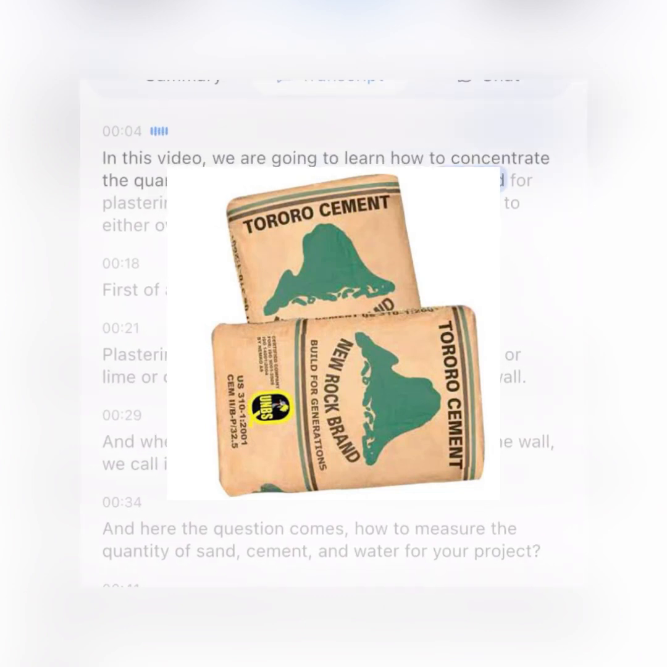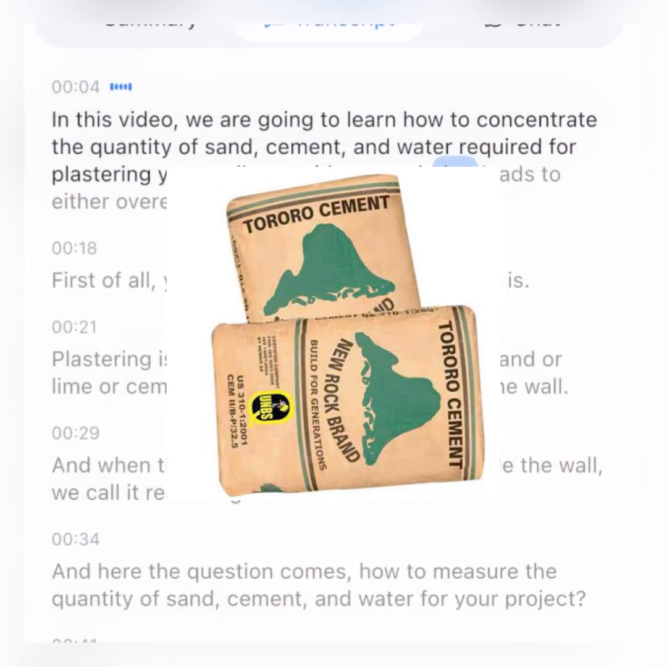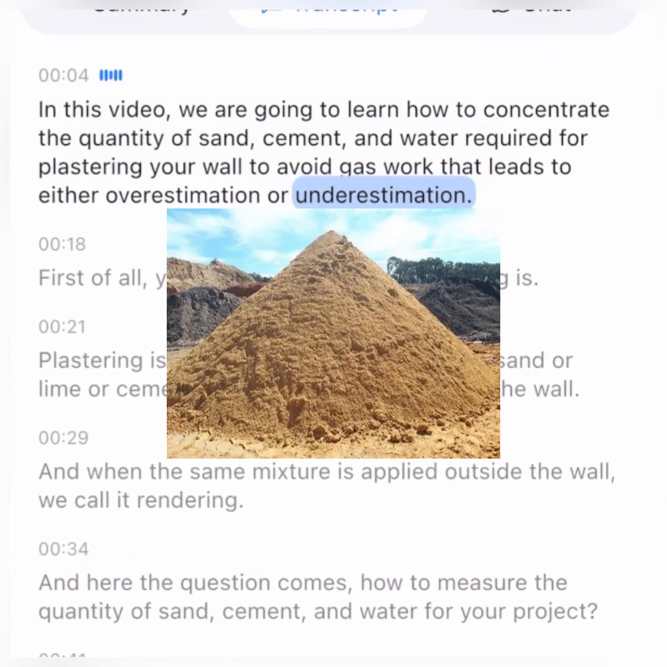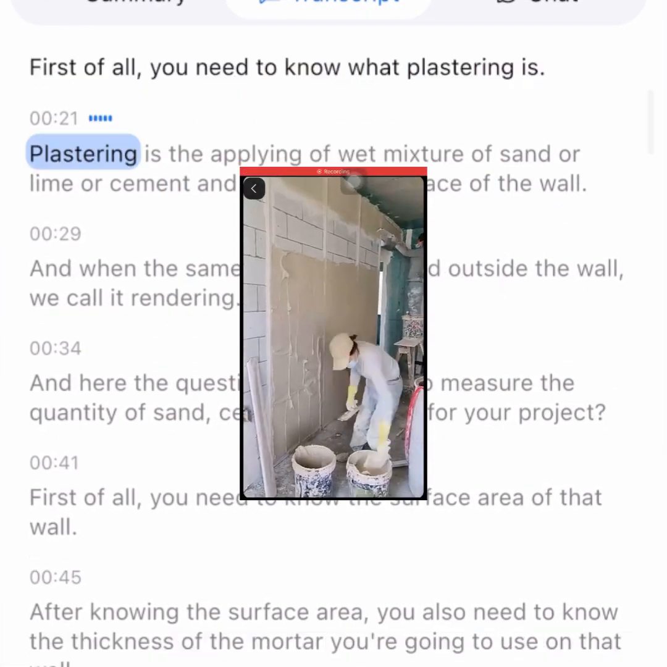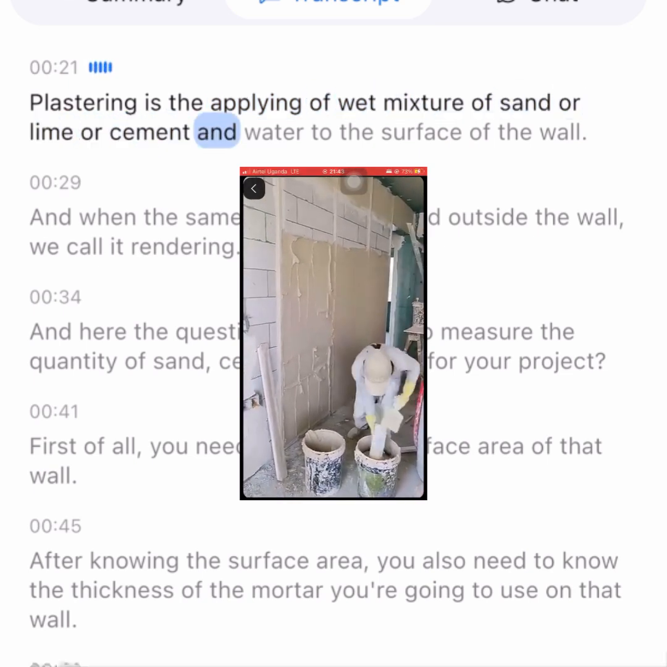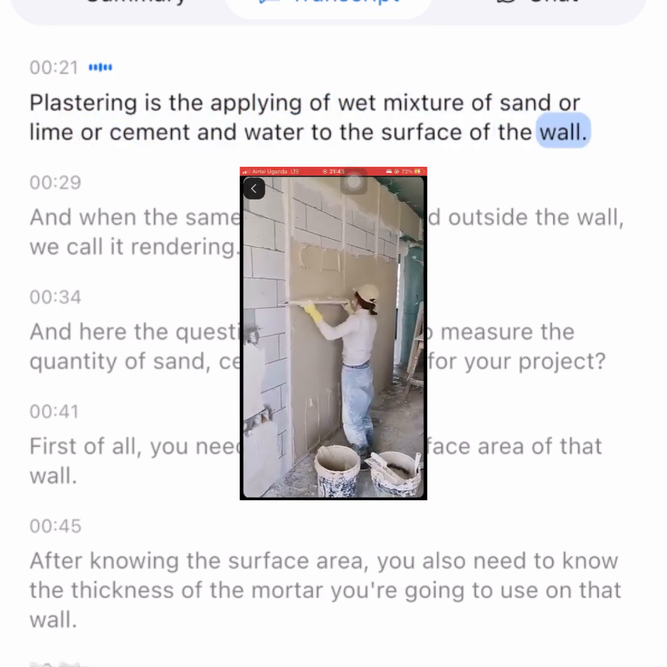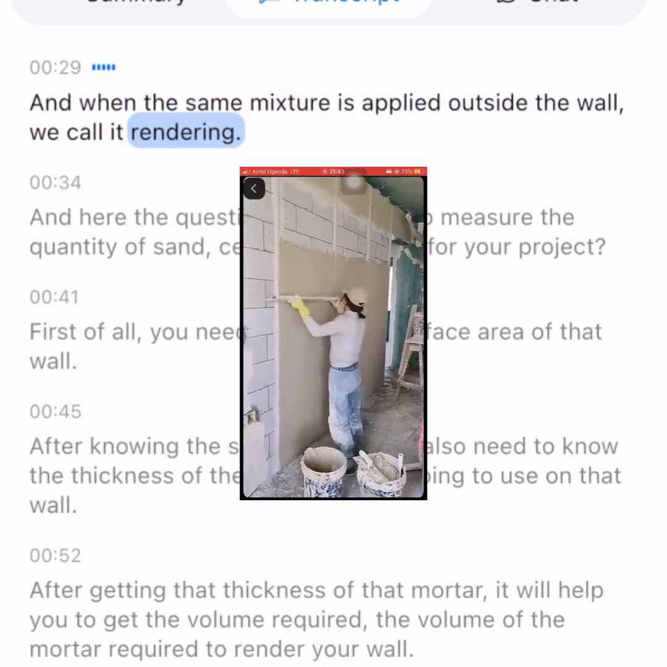In this video, we are going to learn how to calculate the quantity of sand, cement, and water required for plastering your wall to avoid guesswork that leads to either overestimation or underestimation. First of all, you need to know what plastering is. Plastering is the applying of wet mixture of sand or lime or cement and water to the surface of the wall, and when the same mixture is applied outside the wall, we call it rendering.